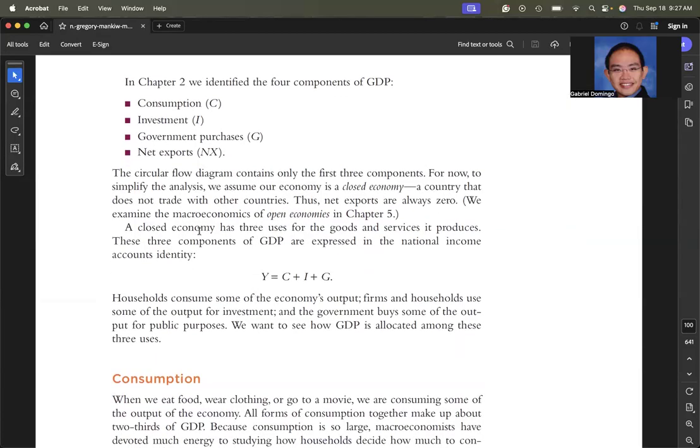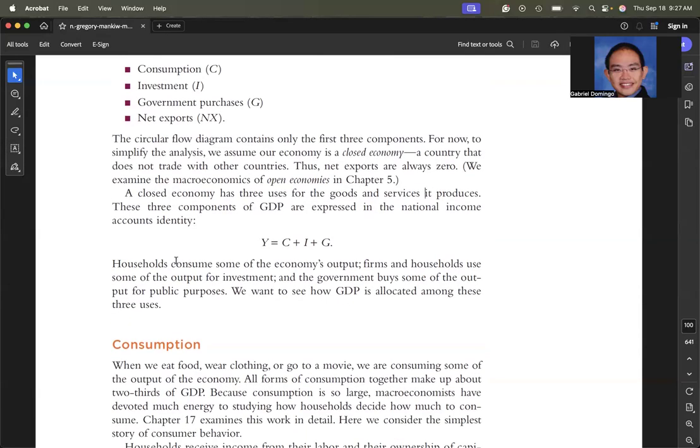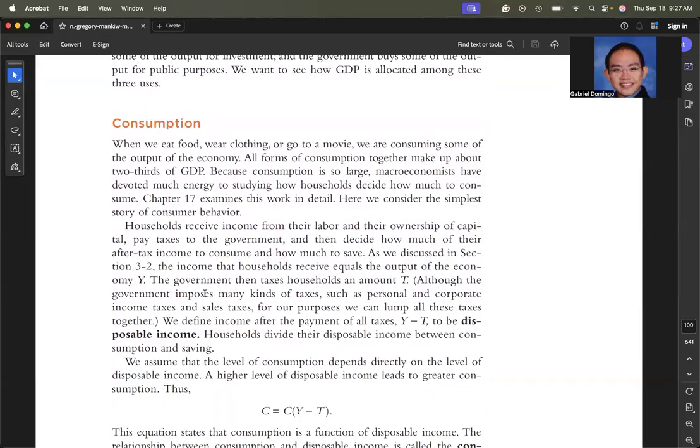In this case, the three components of GDP are expressed in the national income accounts identity: Y equals C plus I plus G. This is the national income accounts identity, which is also your total income on the one side and your total expenditure on the other side. Your total output or income is Y, and it's going to be divided between C, I, and G. So households consume some of the economy's output. Firms and households use some of the output for investment, and the government buys some of the output for public purposes. Let's talk about each component.